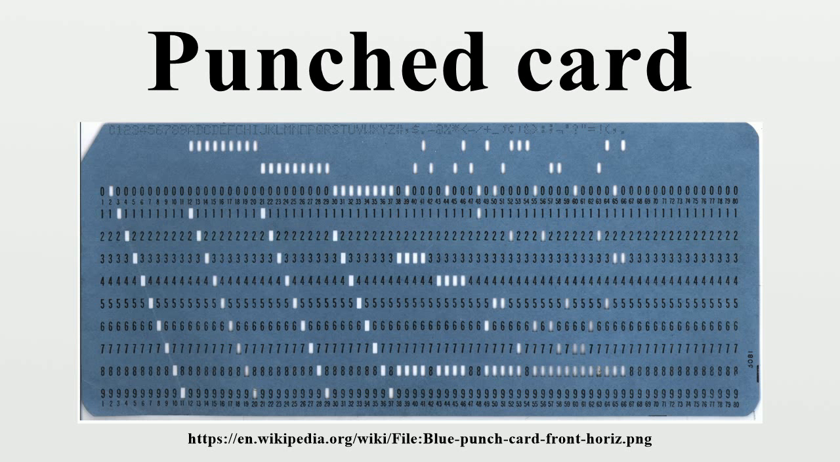The terminals that replaced the punched cards, the IBM 3270 for example, displayed 80 columns of text in text mode.